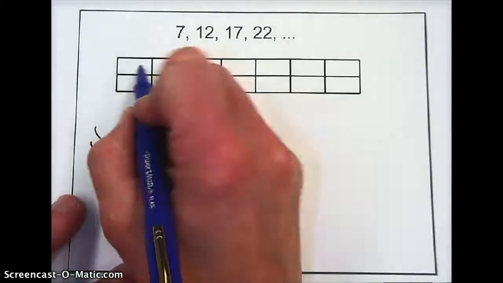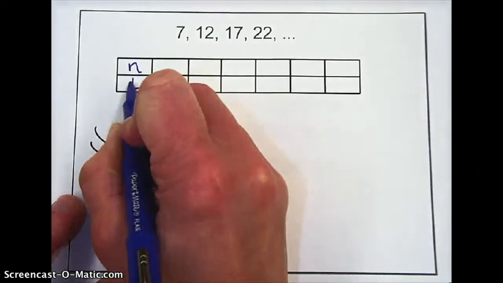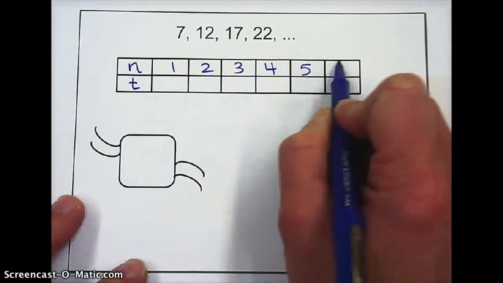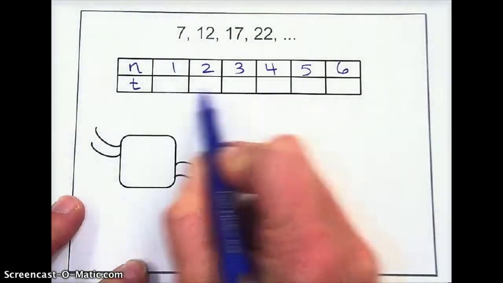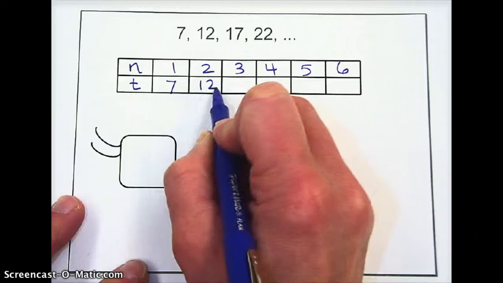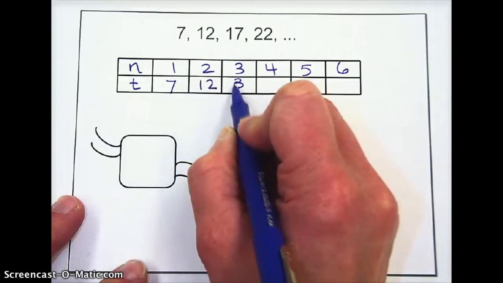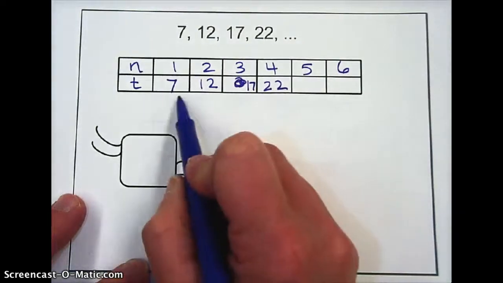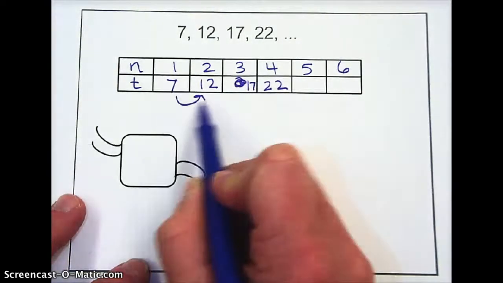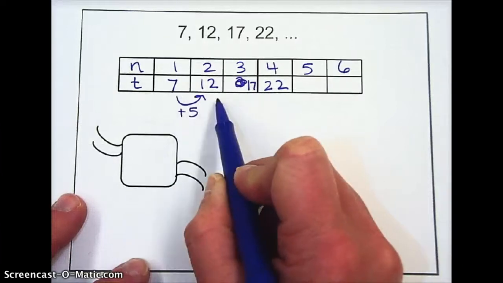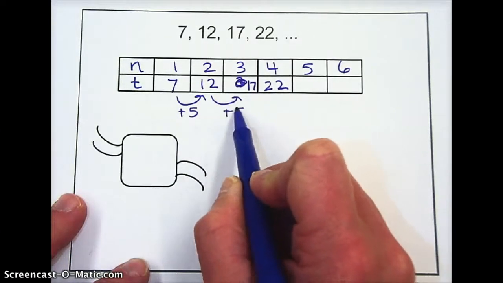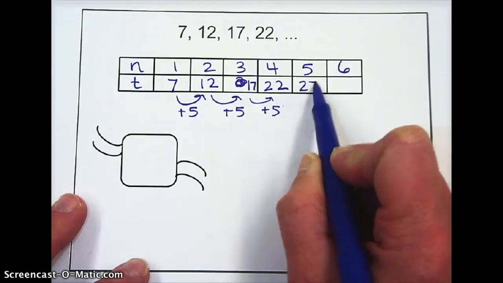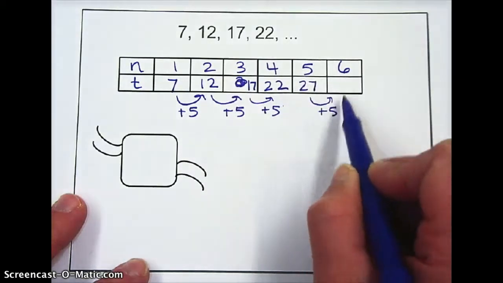So first step, my term number, my term. Plug in your sequence for the terms. And hopefully you see a pattern here. What are you doing to 7 to get 12? Plus 5. What are you doing to 12 to get 17? So hopefully you've seen the pattern, and you just keep going with that. 22 plus 5 is 27. 27 plus 5 is 32.